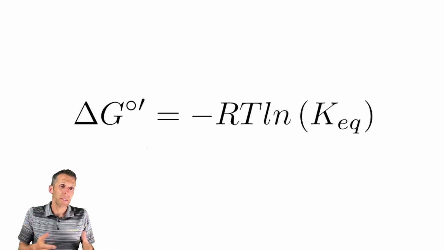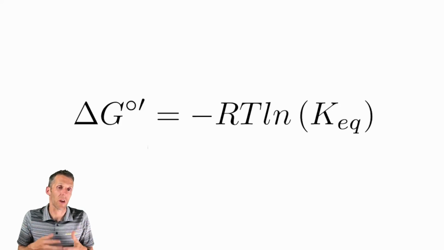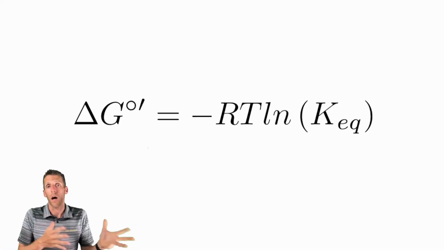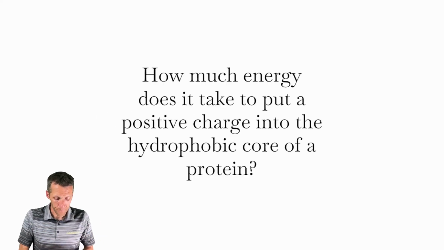A pretty typical way to relate these is using this expression: delta G naught prime equals minus RT log of K_eq. In a future video, I'm actually going to derive this in the context of how I normally think about things, which is free energy as a bet. But for now, we're just going to take this as a given and use it as a tool to ask the questions that we want.